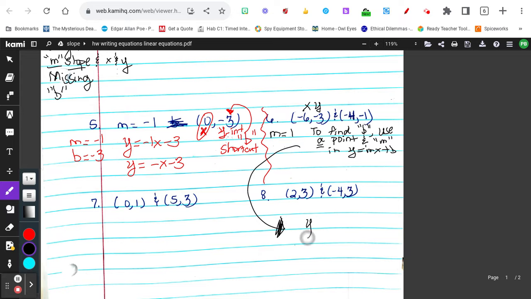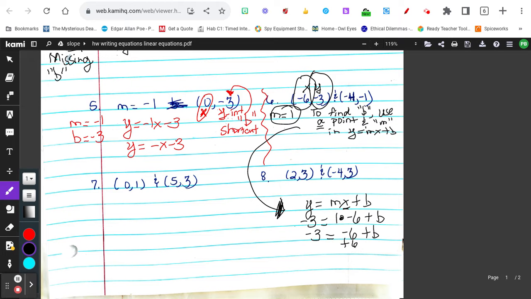I'm going to write y equals mx plus b. And I'm going to replace y with -3 right here. I'm going to replace m with 1 times your x. Your x is -6 plus b. So we end up with -3 equals -6 plus b. And I simply add 6 to both sides of the equation. And 3 equals b. That's your y-intercept. Now I have an m of 1 and a b that's equal to 3.